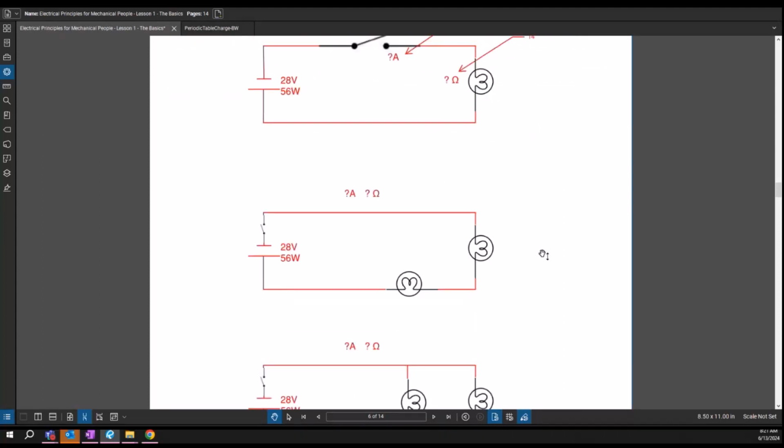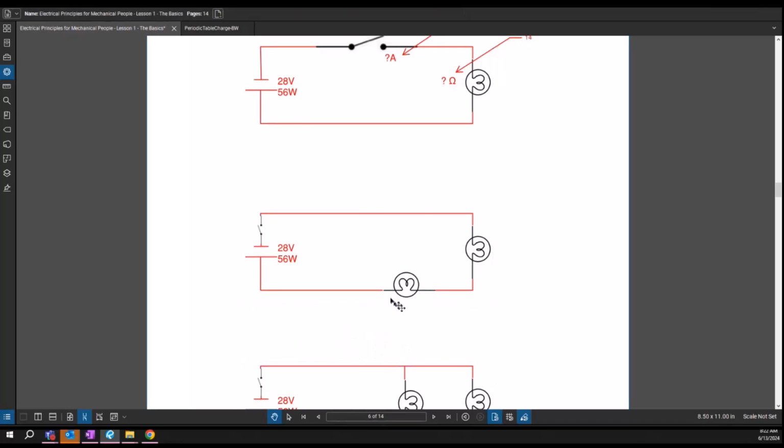Okay. But what if I have more than one load on there? In this case, more than 1 amp. You mean more than one resistor? Yes. Okay.